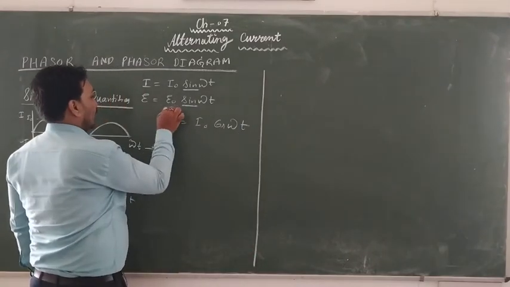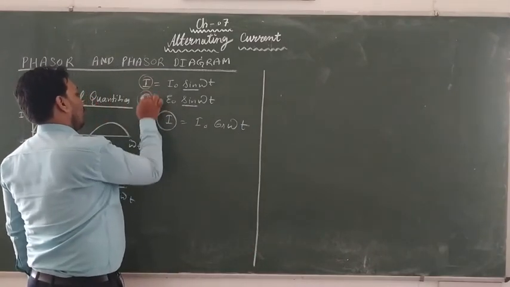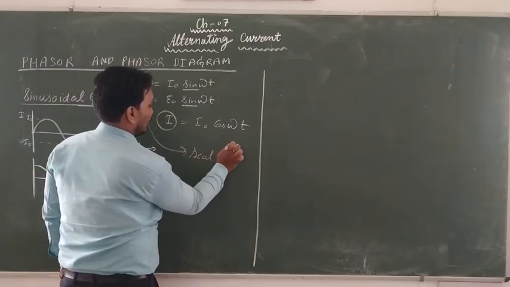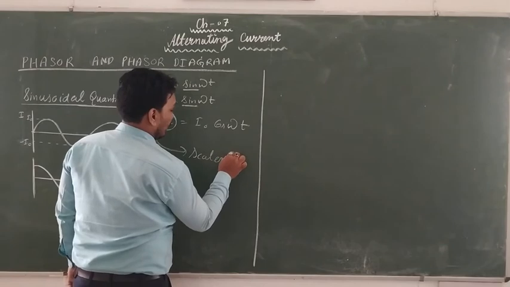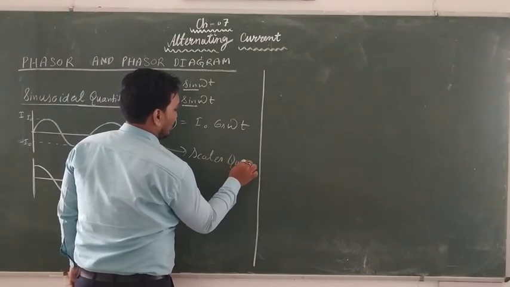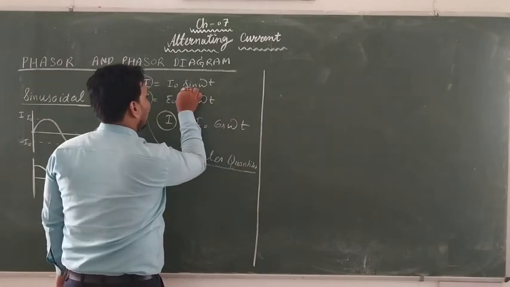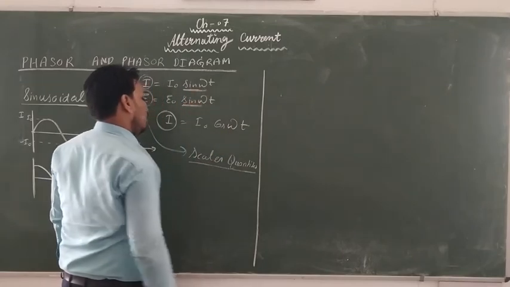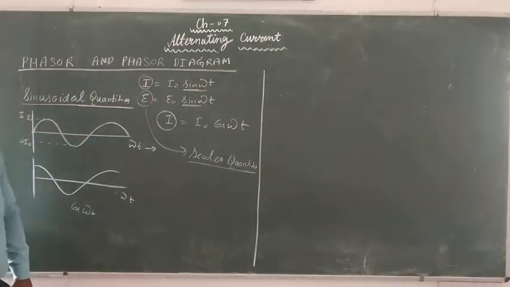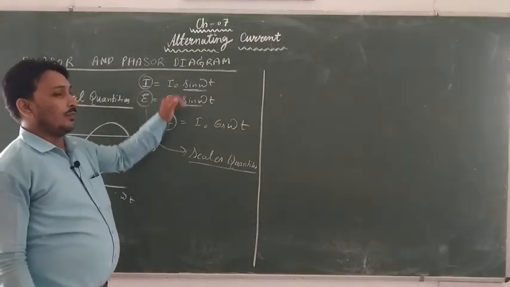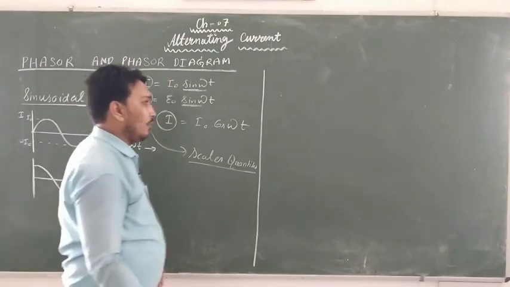Although this value of current or this value of EMF, they all are scalar quantities, right? They are not vectors. But their value varies in terms of sign, so they can be represented by a rotating vector. How? Let us see.